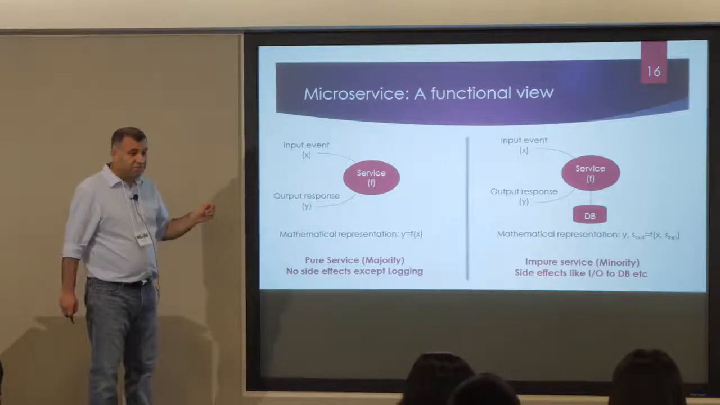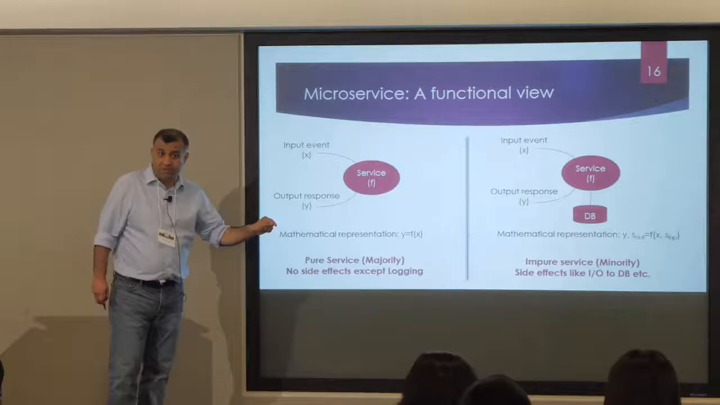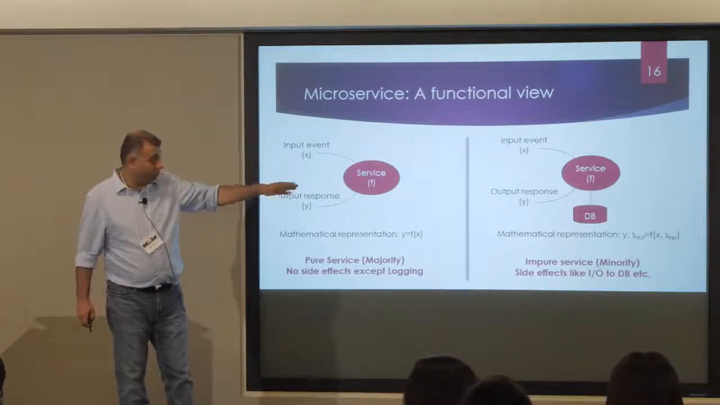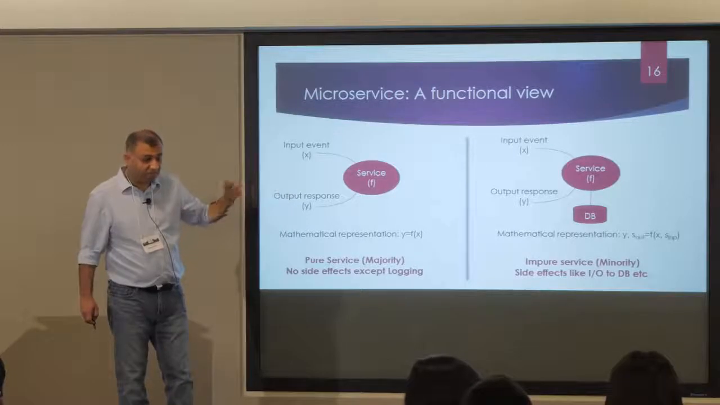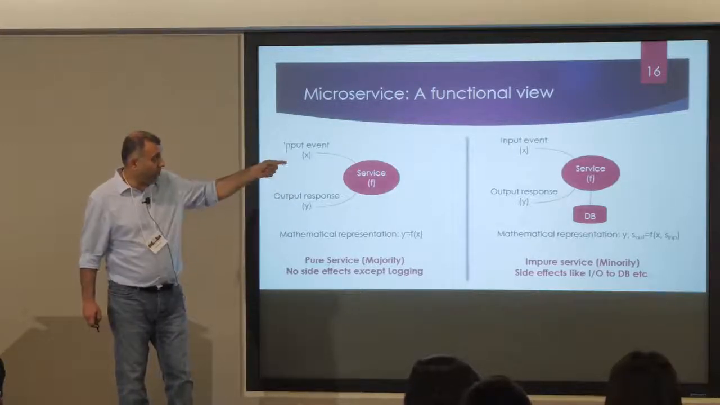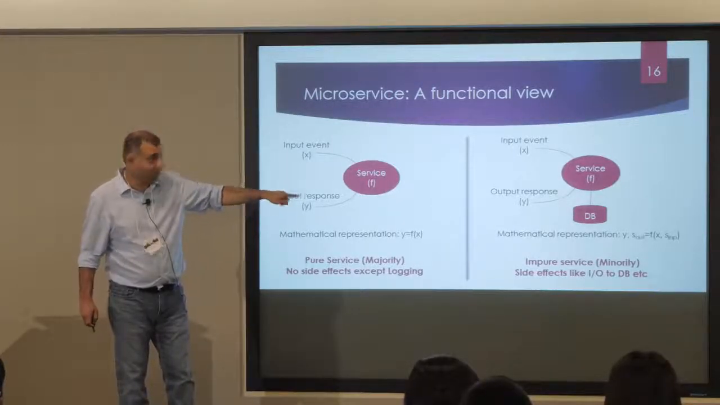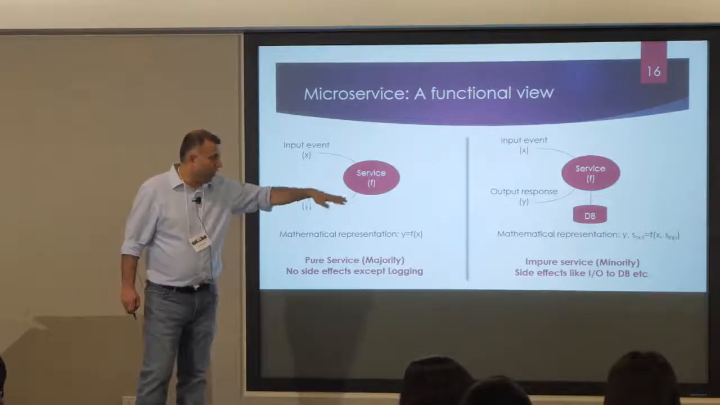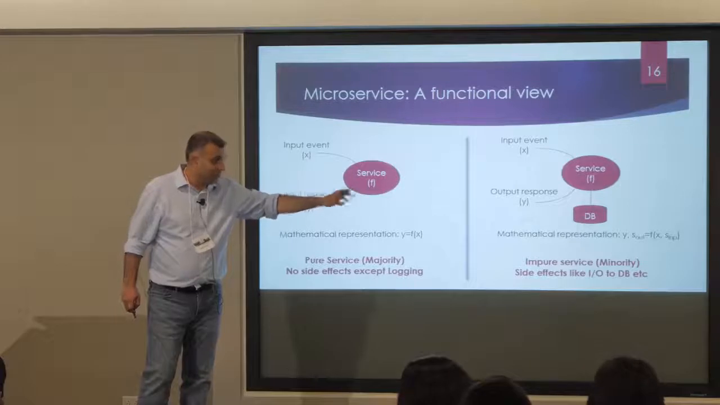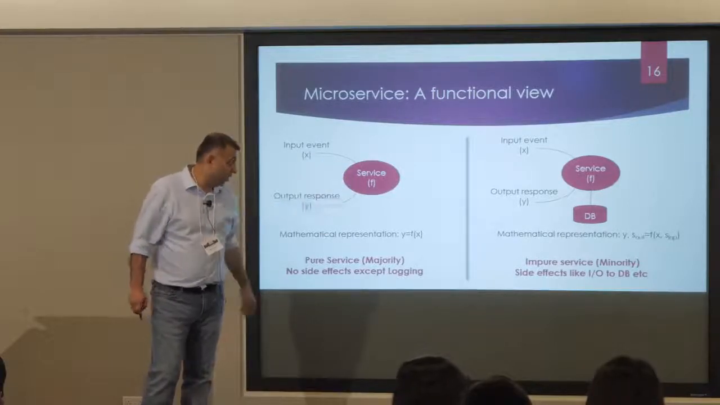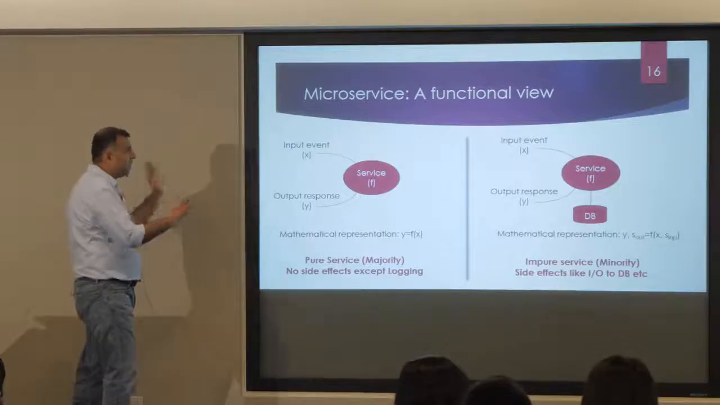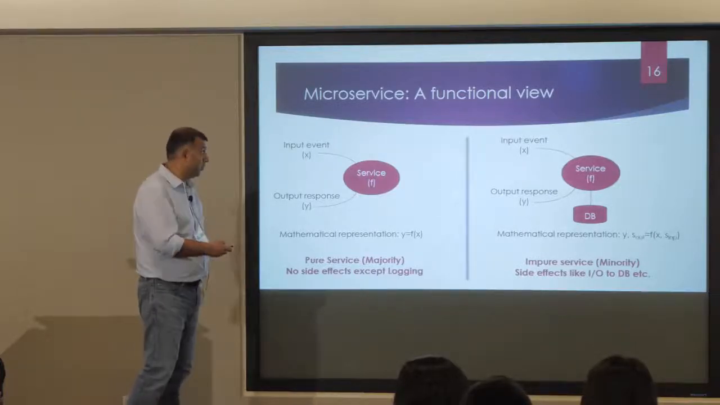Now, there would be some services that interact with the persistence layer, right? For example, they'll have some storage attached to it. So there, you have a state of the system, right? And your response would not only depend on the input, it might also depend on the state. So mathematically, you can represent them as y comma output state is a function of input state and your input event. So that's how you can see a service. That's the mapping between a service to the functional world.